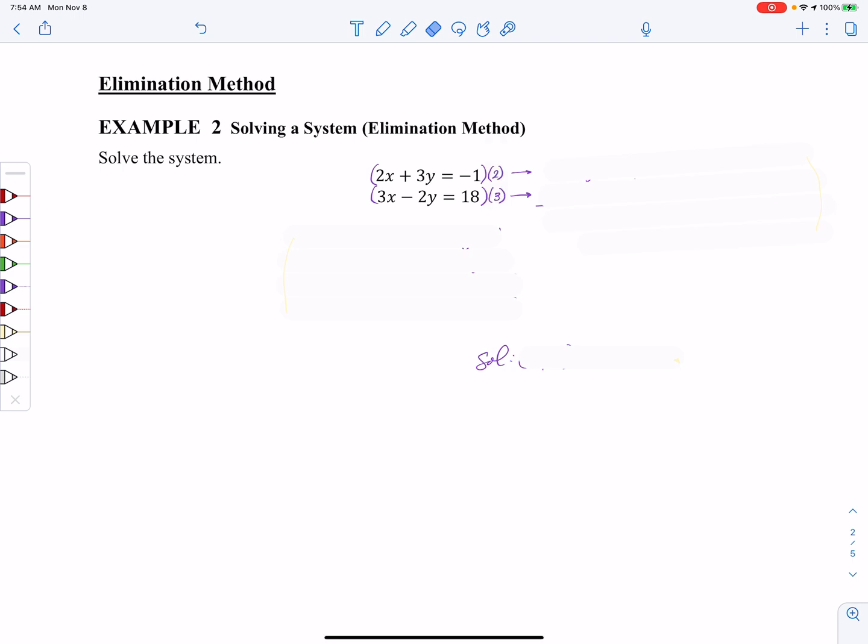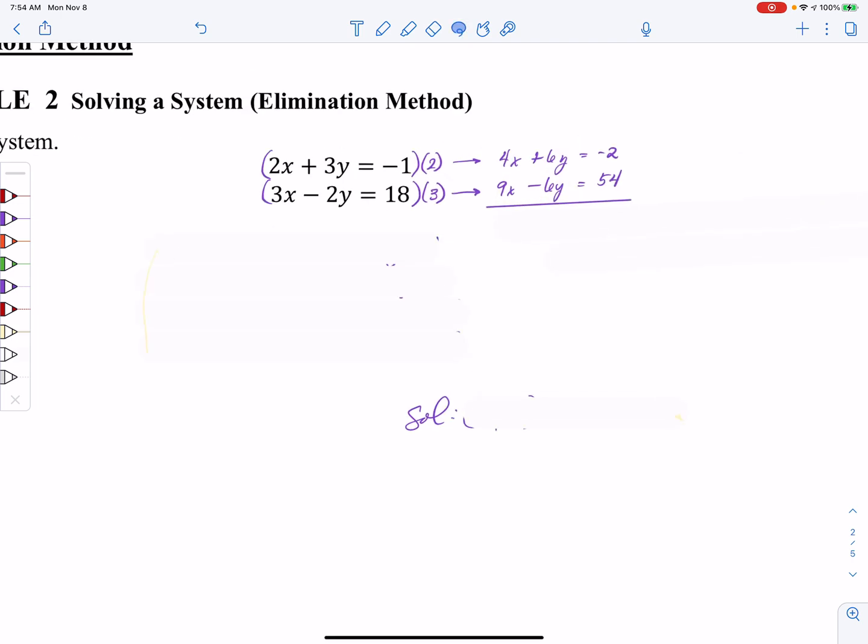My bottom equation, I'm going to multiply by 3. When I take the top equation and multiply by 2, I'm going to get this 4x plus 6y is equal to -2. Make sure that you distribute the whole way through to all three terms. And then I'm going to distribute the 3 to the second equation.